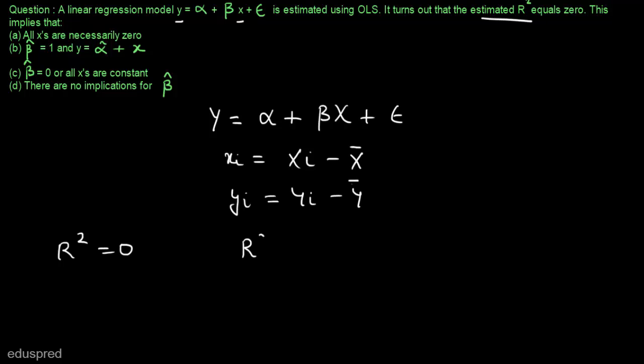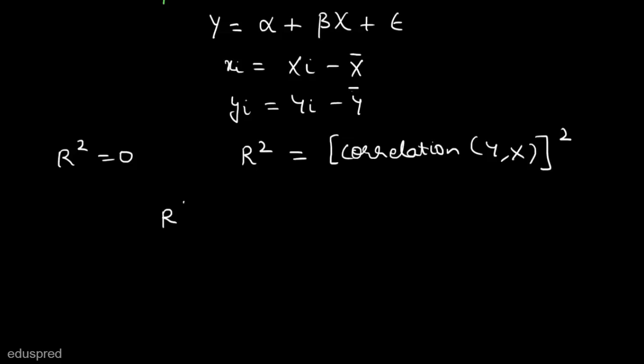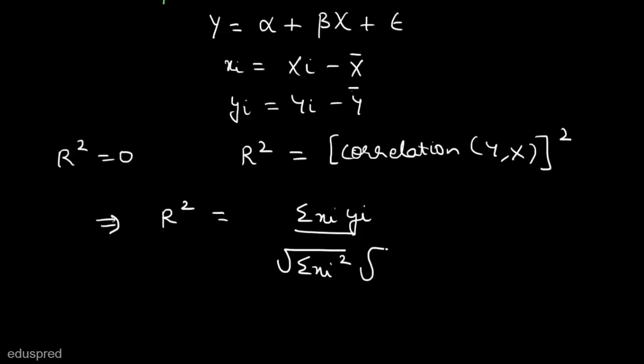Now we are given in the question that estimated r square is equal to 0. We know that r square is equal to correlation between y and x whole square. So this is the definition of r square in a simple linear regression model. And now we know that this implies that r square is equal to summation xi yi divided by under root of summation xi square multiplied by under root of summation yi square whole square. The term inside the bracket is the correlation between y and x.